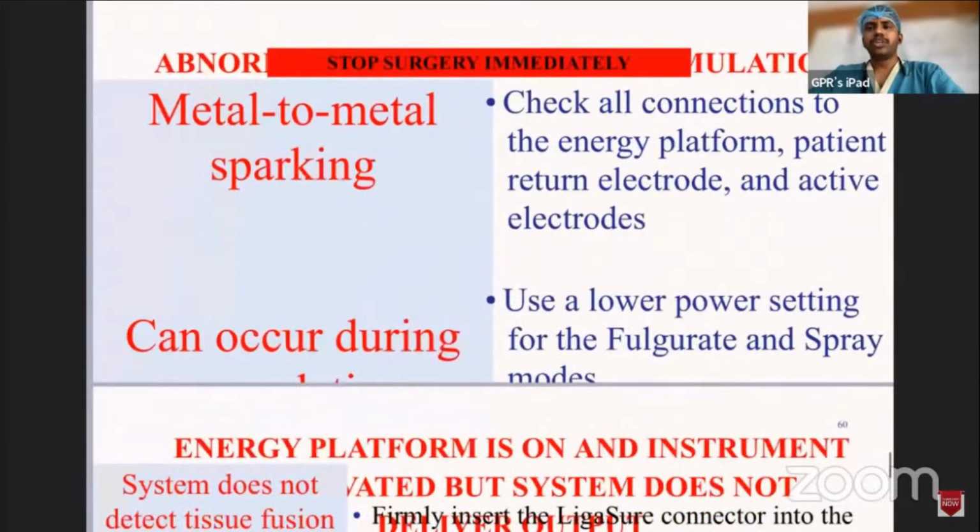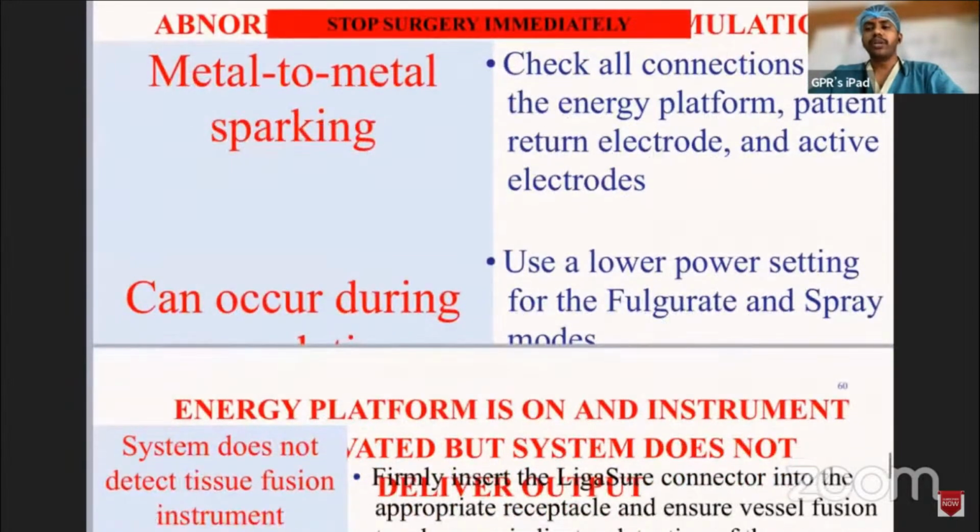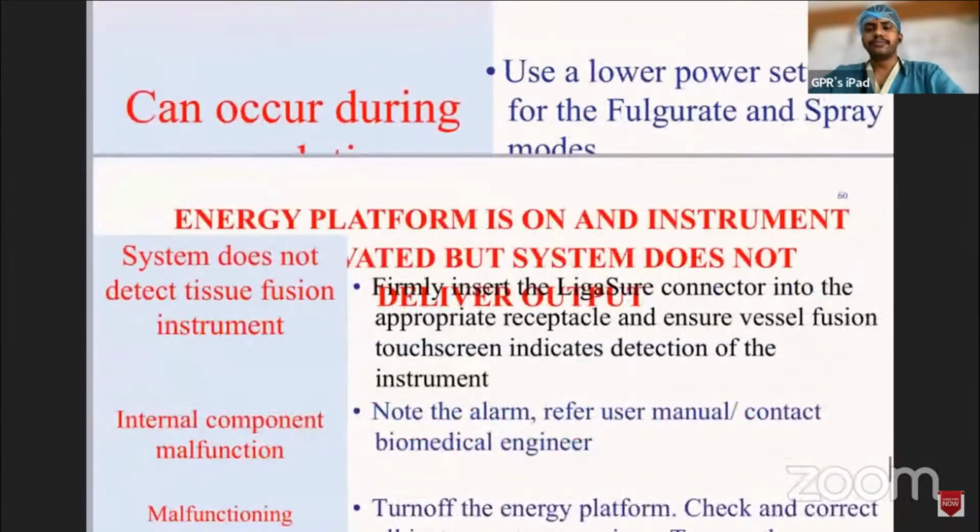If abnormal stimulation of the tissue is noted, stop the surgery immediately. Metal-to-metal sparking can happen. If such is noted, we have to check all the connections of the energy platform, the patient's return electrode, and the active electrode. This energy dissipation can happen at any low power setting, in fulguration or in spray mode.